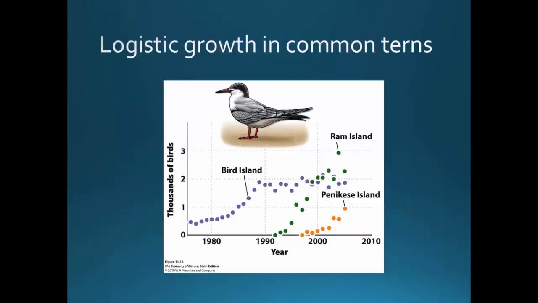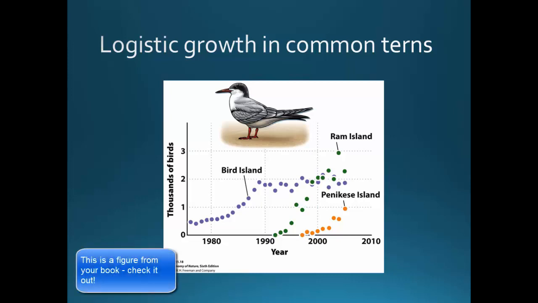However, populations can't grow exponentially forever because they'll eventually run out of resources or some other factor will limit their abundance. So, another way that populations can grow is logistically. They start out growing in what looks like an exponential fashion, but will start to level off. Have a look at the population here on Bird Island. The numbers of birds increases, then it stops growing at around 2,000 or so birds. This leveling off occurs when a population has reached its carrying capacity.